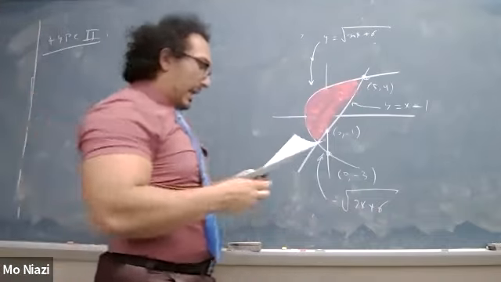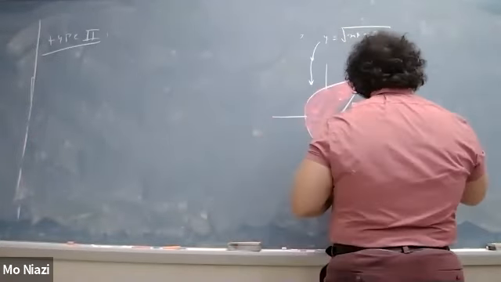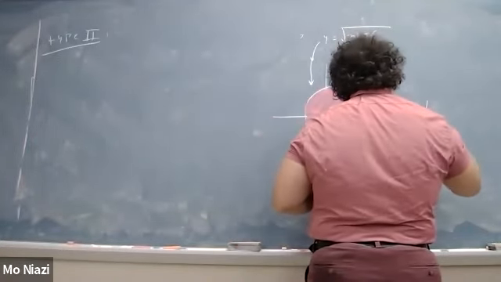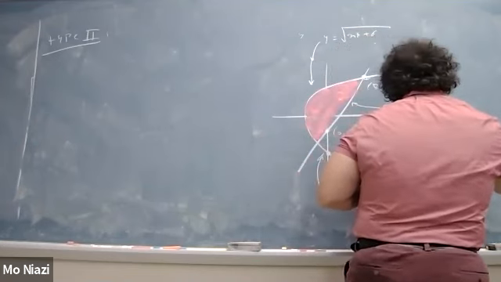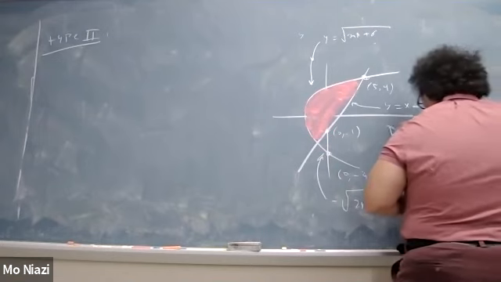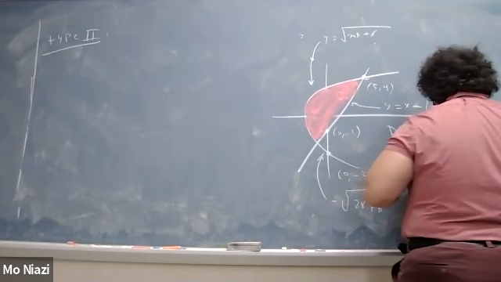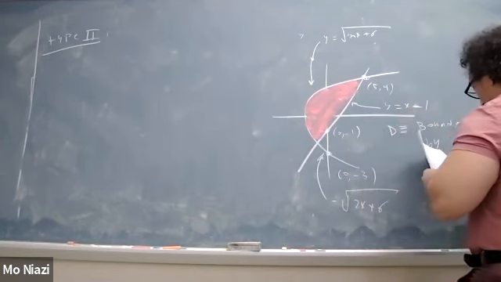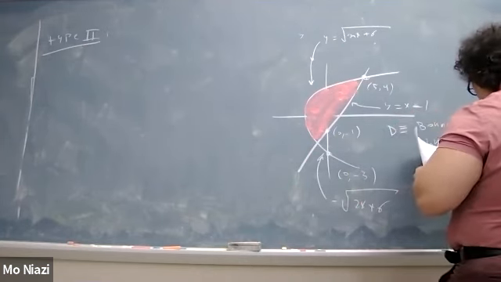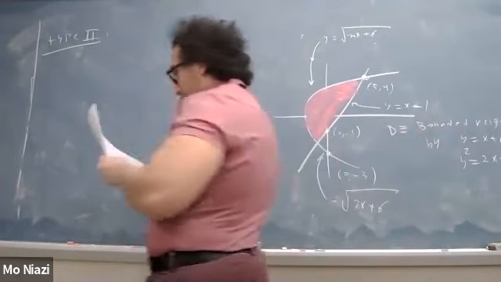So let's say we have this region here, and we want D to be defined as the region bounded by y is equal to x minus 1, and y squared is equal to 2x plus 6. Hence why we get the square root of plus or minus.